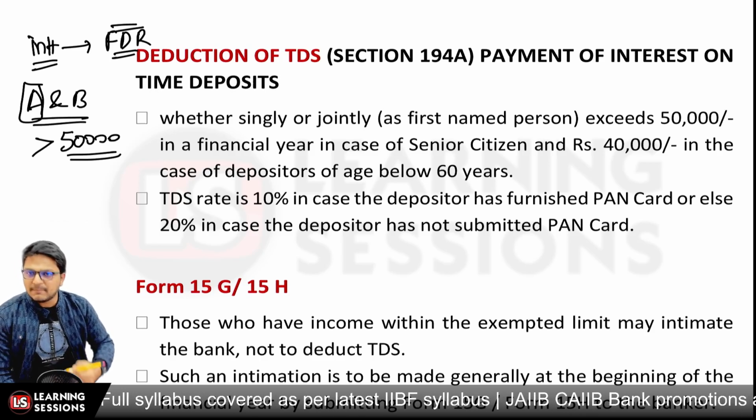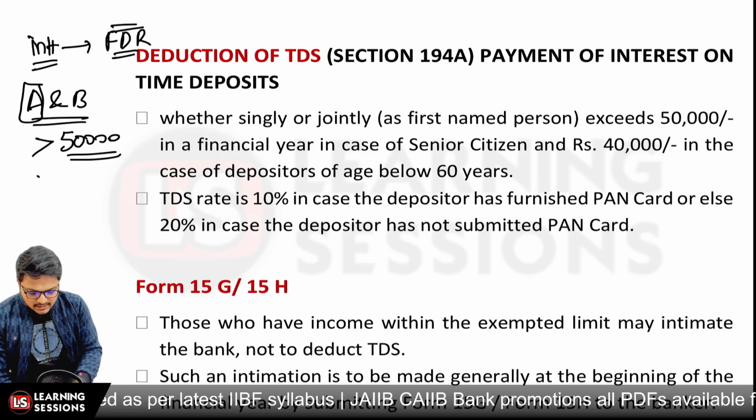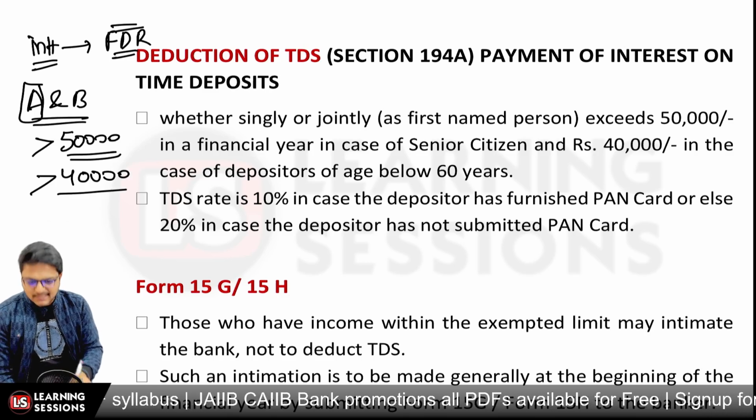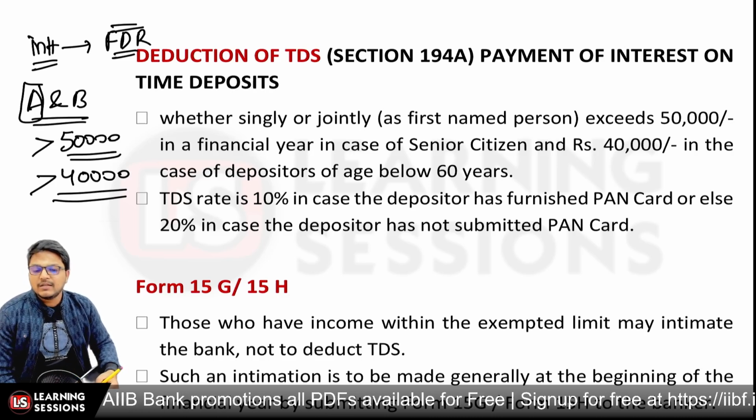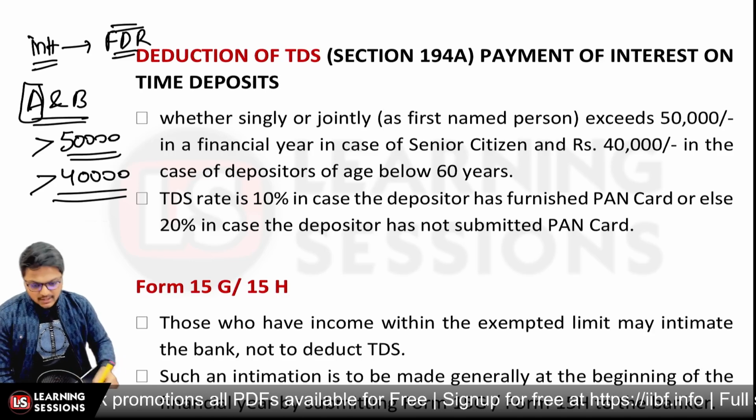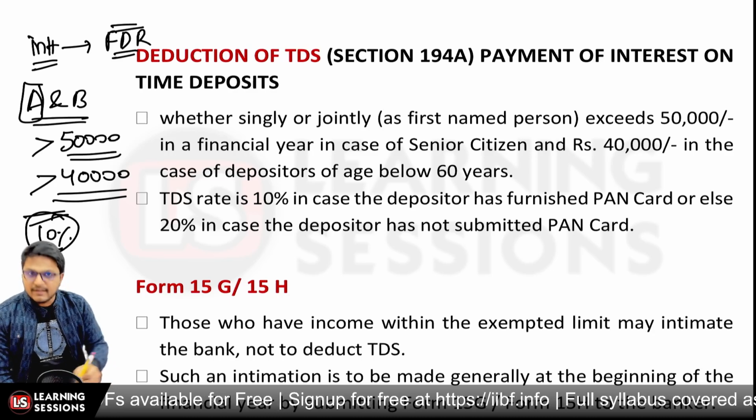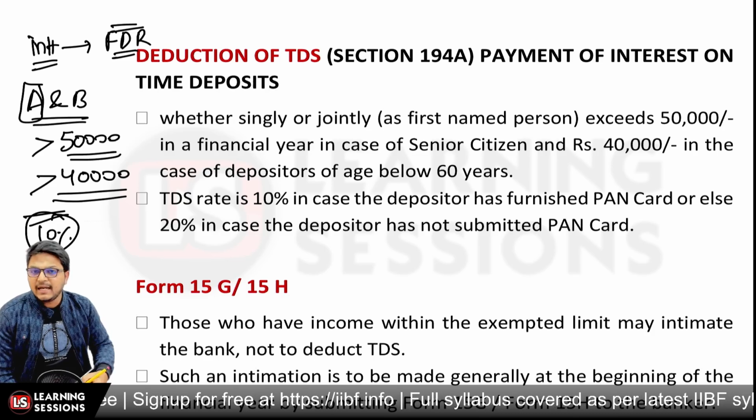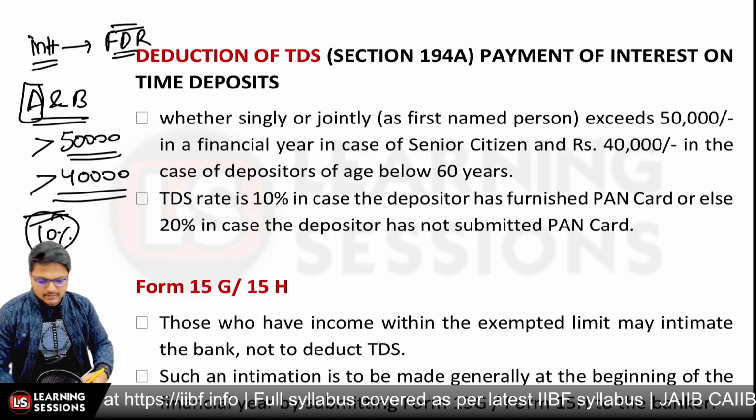And for other persons who are not senior citizens, that is, lesser than the age of 60, if the total interest paid in the same bank is greater than 40,000 rupees, in that scenario TDS will be applicable. Wherever the PAN card is furnished, then 10% TDS will be deducted. And when the PAN card is not submitted, in that scenario 20% TDS is to be deducted, right? So that's the case.